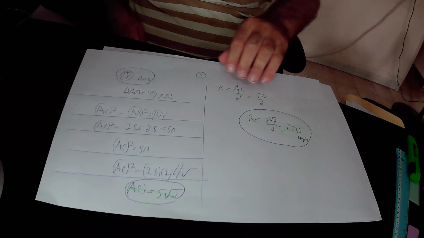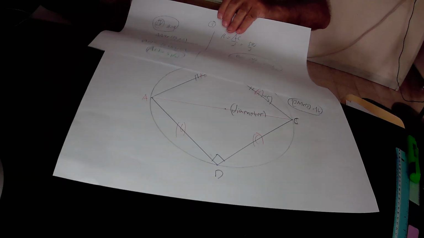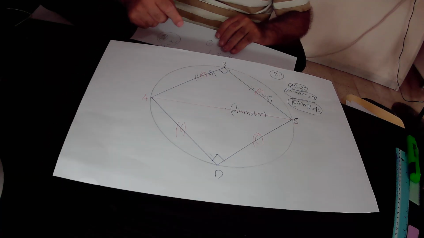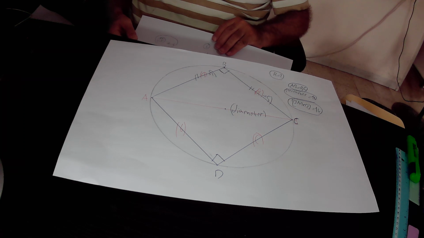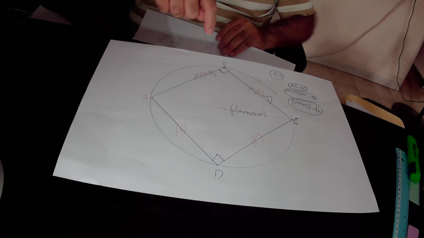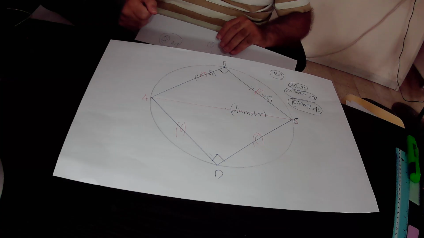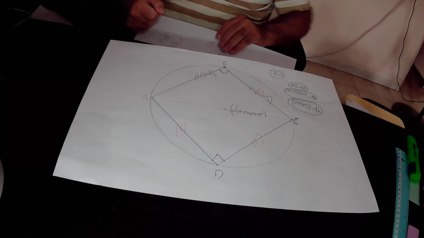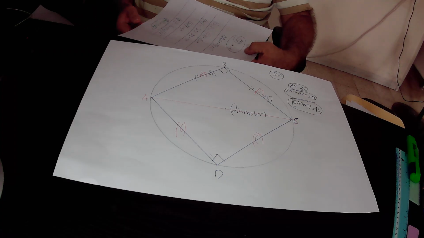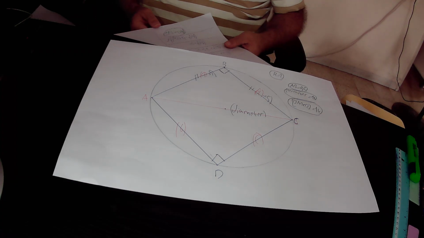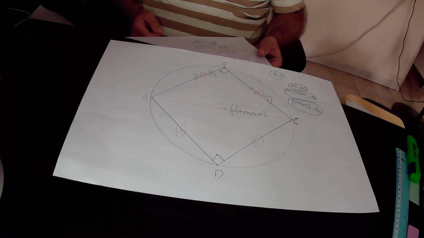So the radius of this circle, that is the radius that we are looking for, equals 5 times square root of 2 over 2 units, or in terms of numbers, the radius of this circle equals 3.536 units. So we need to repeat the first question. In the next step, I will repeat the second question.